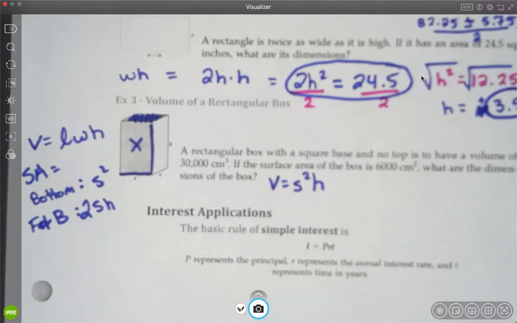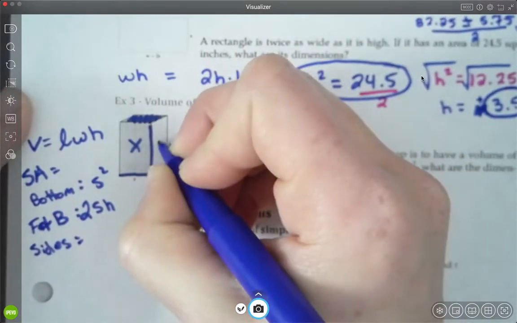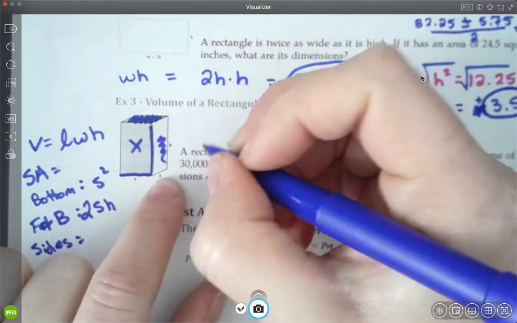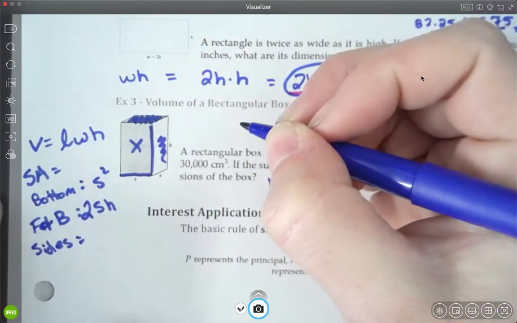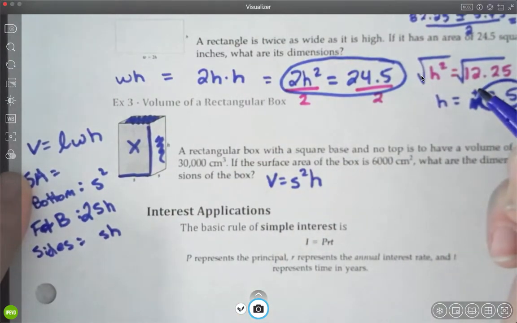We're adding up all the surfaces. So the bottom is S squared. The front and the back are both SH, so that's two of them. Now let's talk about the two sides. The two sides would be like this guy right here. He is S by H as well, and so is the left side. So he is an SH as well.